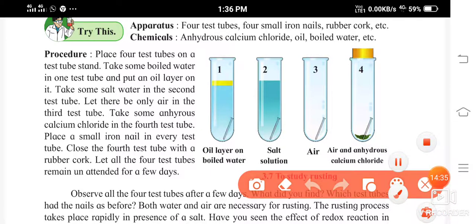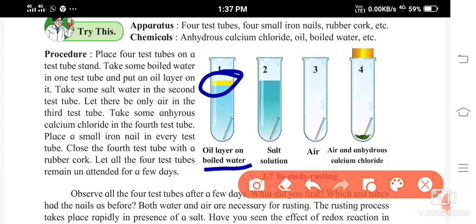Take some boiled water in one of the test tubes, and put an oil layer on it. So you have put some oil layer also, you can see over here. Take some salt water in the second test tube. Then in the third test tube, let there be only air. In this test tube only air you have taken.